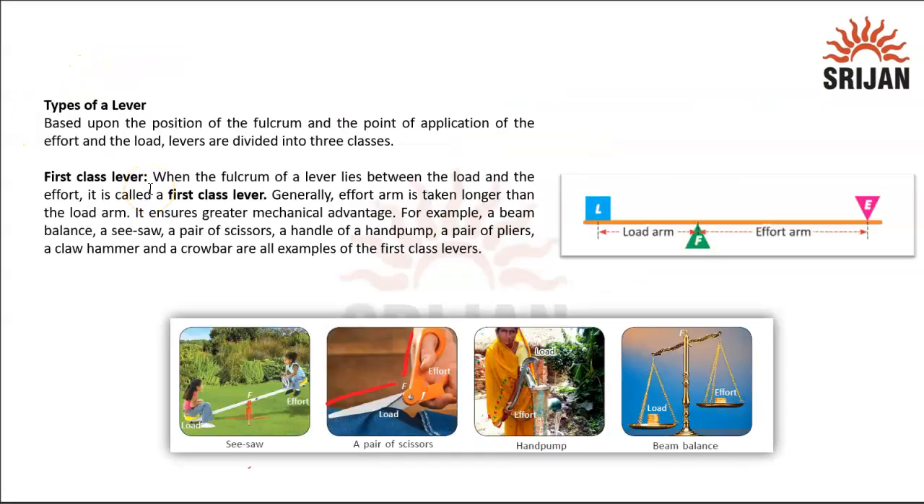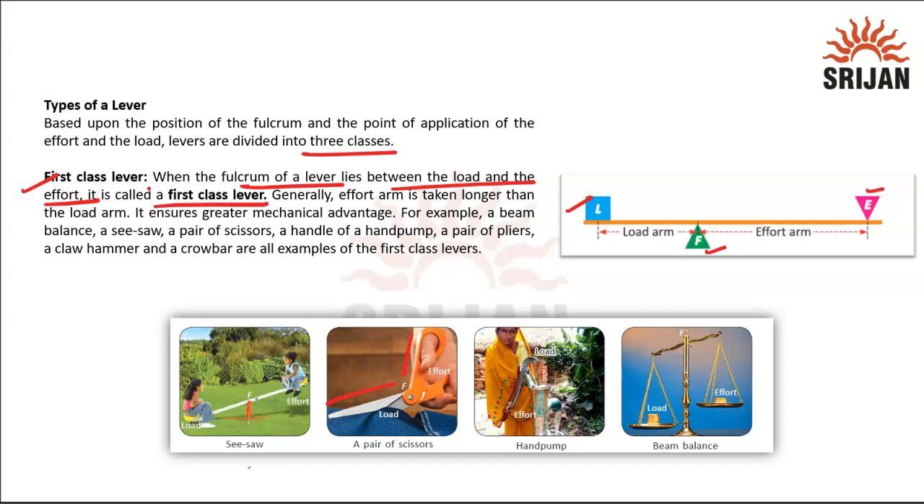Now we will talk about the different types of levers, based on the positioning of the load, effort and fulcrum. You can divide levers into three classes. Here we are going to see the first class lever. In the first class of lever, the fulcrum lies between the load and the effort, somewhere in between.